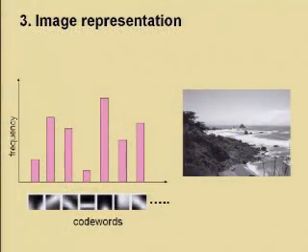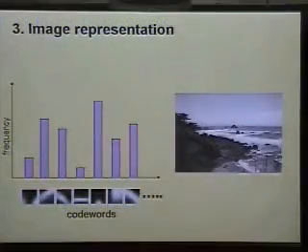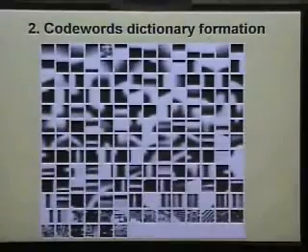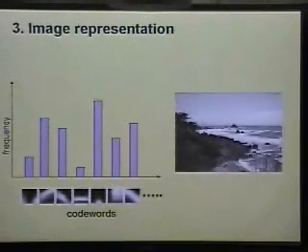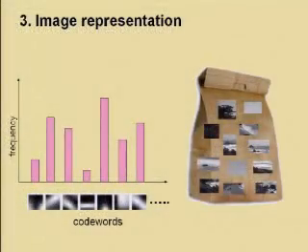And now, for each image, we have a way to represent it. We can take each code word that comes out of this dictionary and just count how many patches from this scene come from this dictionary. So you get a frequency representation for each scene. And that's our representation of an image. It's a bag of words.